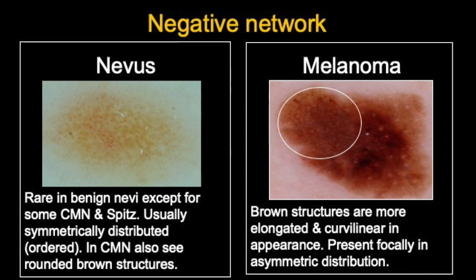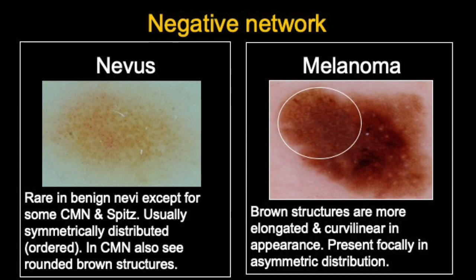Here, same, look at the brown structures, elongated, curvilinear, with relative hypopigmentation around. That's the most common way a negative network will appear. But it's important to be able to appreciate that, because when you see it, it's a very powerful predictor of melanoma. Okay?